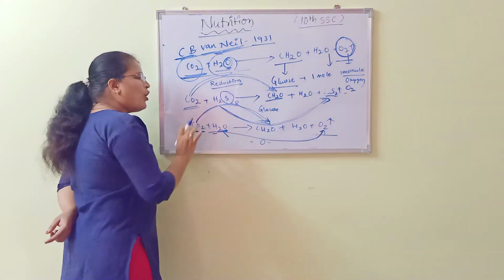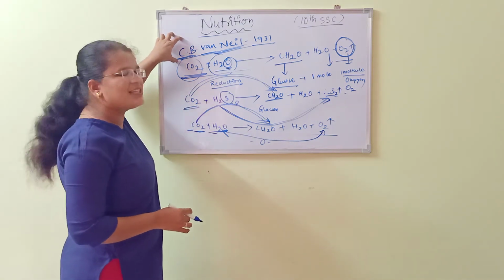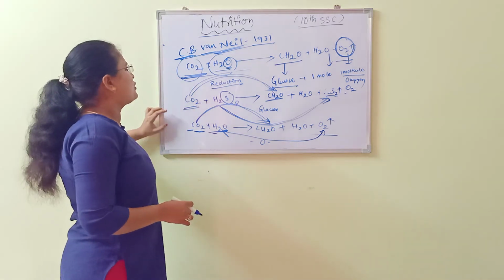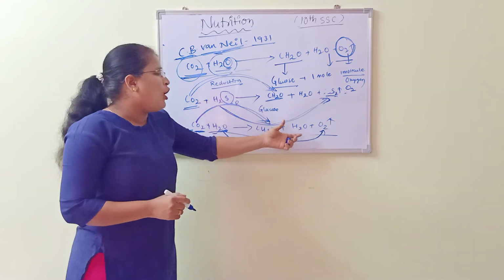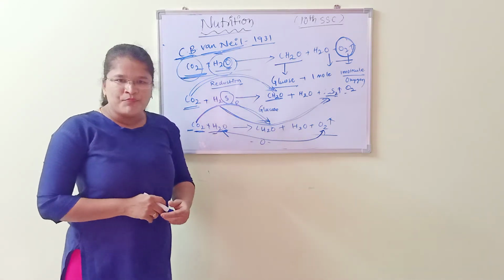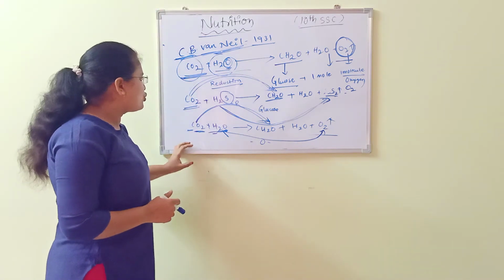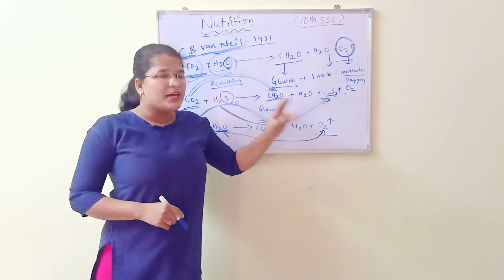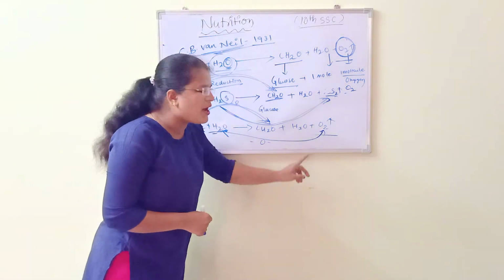So, this was given by the scientist C.B. Van Niel. C.B. Van Niel did different kinds of experiments to understand how the glucose and how the water, how the oxygen generally evolves. See, by his investigations only, now we are able to understand how the oxygen is evolved. Remember, oxygen is evolved from the water by the oxidation process.